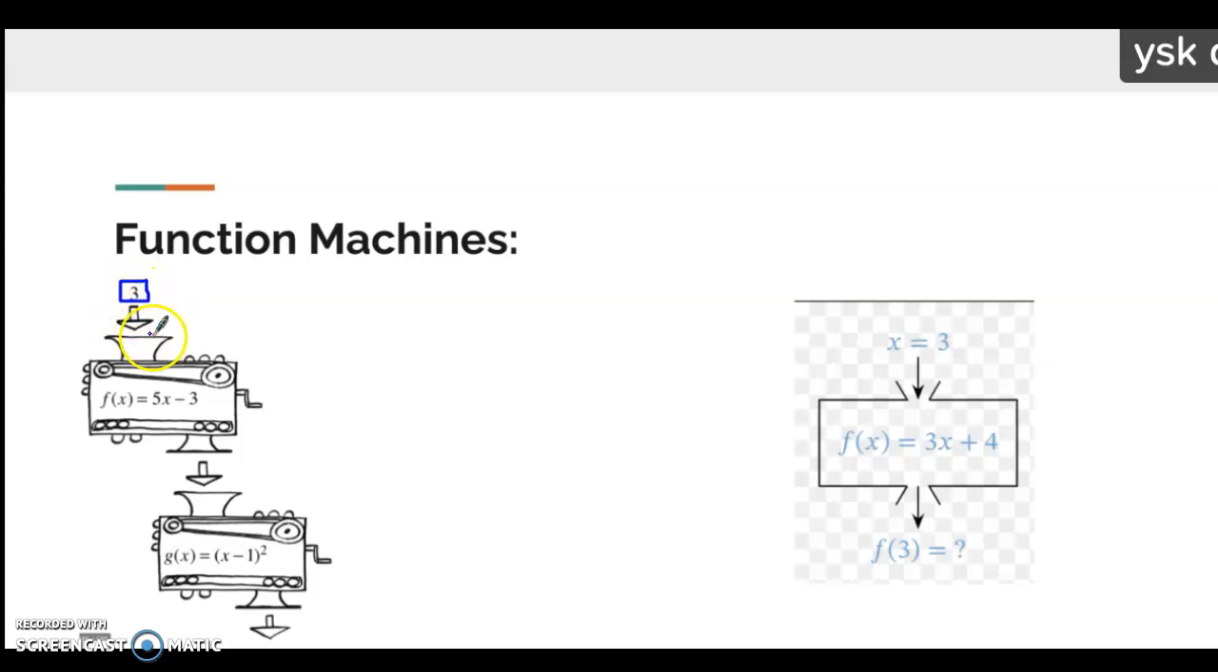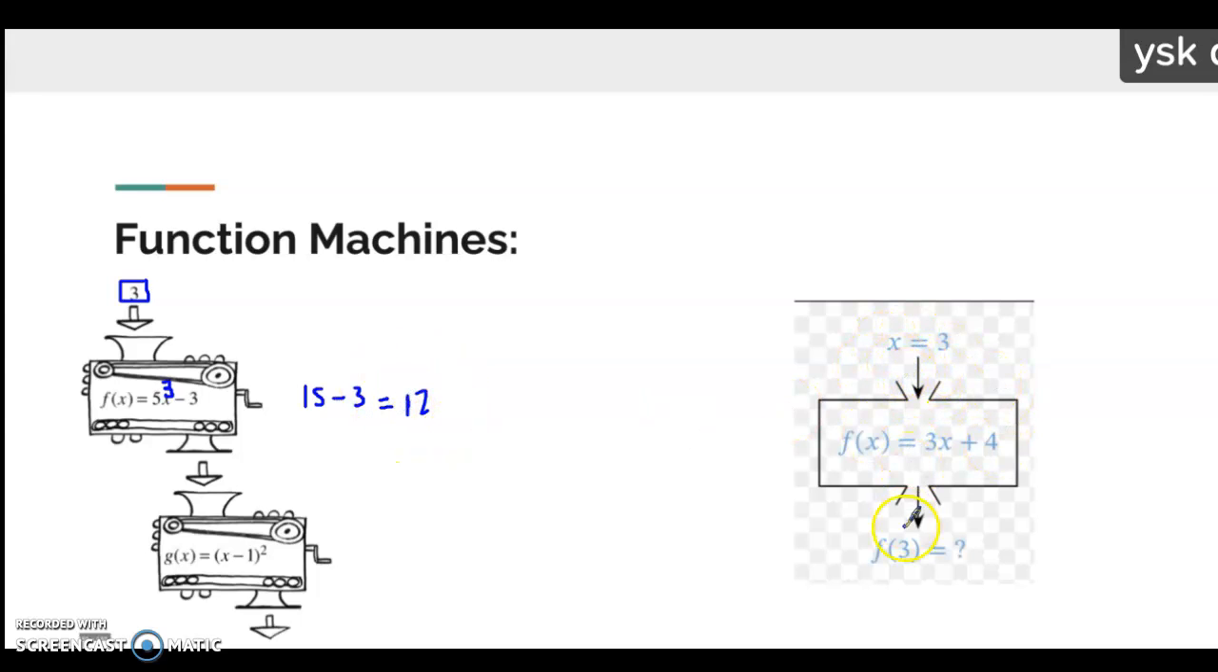So imagine taking this 3 and plugging it into the notation, which means you want to do 5 times 3 minus 3. So 5 times 3 is going to be 15, and then 15 minus 3 is going to give me 12. So if I plug in a 3, I am going to get out of my function a 12.